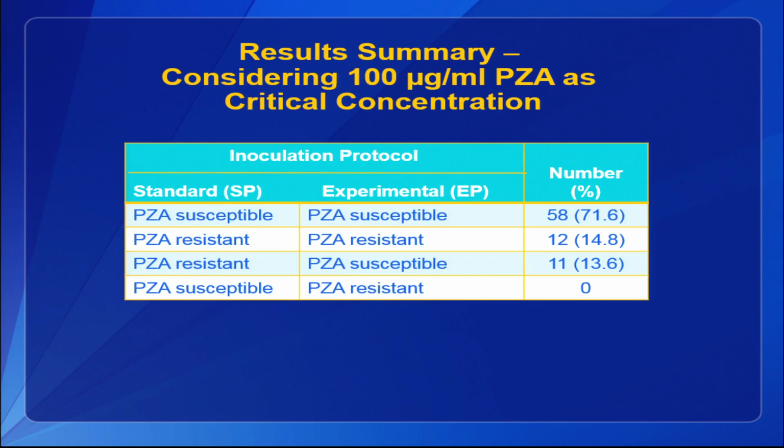The ones that went from resistant to susceptible, those were sequenced. Those were definitely wild type, and what we see is with the lower inoculum, we are now getting what we consider not false positives. And also, we never really had any go from susceptible to resistant using the experimental method.